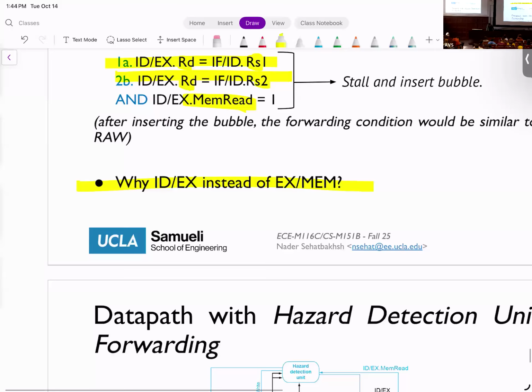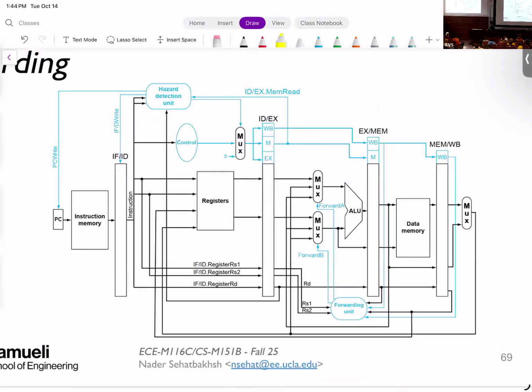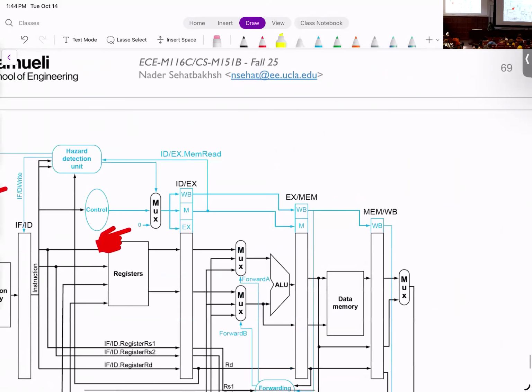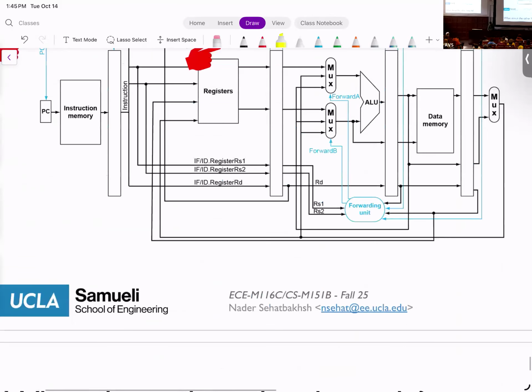Okay? So this is the full picture with the hazard detection unit and your forwarding unit: inserting the bubbles and then adding these registers to stop the advancing. And this is your forwarding logic. Take a look at this, try to digest it, and feel free to ask any questions if you have one.